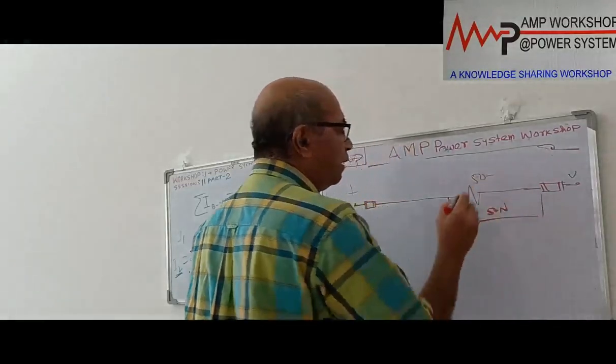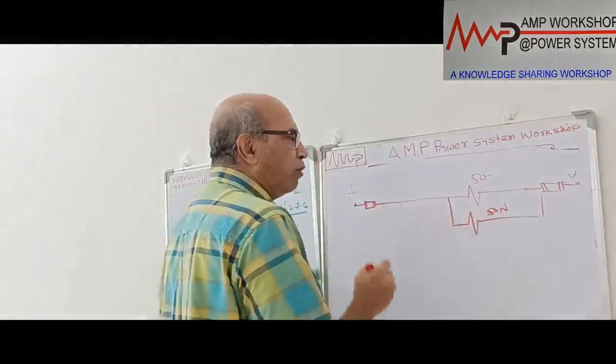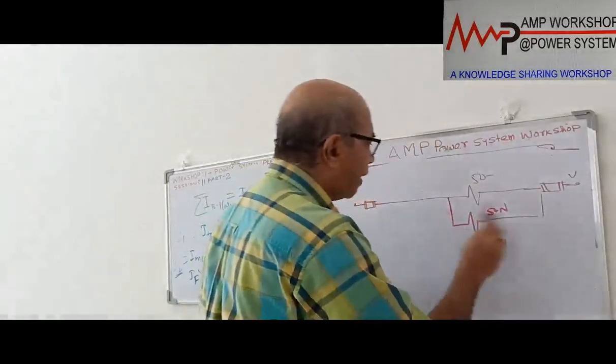Suppose this is one phase. If there are three phases, three will be there. I am not drawing just for one phase. So when these two relays will be operating, immediately what will it do?